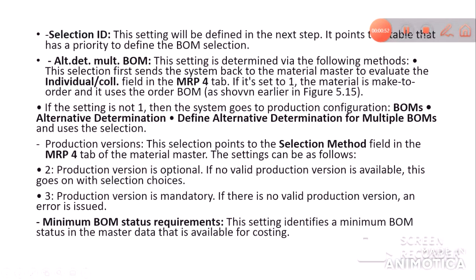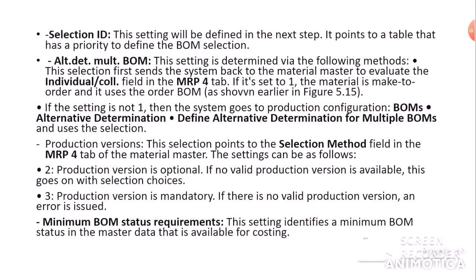This setting will be defined in the next step if it points to a table that has a priority to define the BOM selection. This setting is determined via the following methods. This selection first sends the system back to the material master to evaluate the individual or collective field in the MRP4 tab. If it is set to 1, the material is make-to-order and it uses the order BOM as shown earlier in the figure.